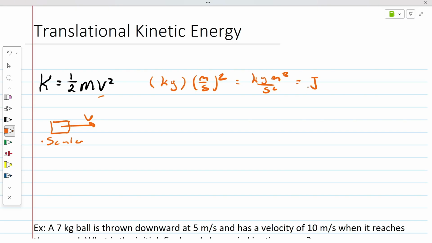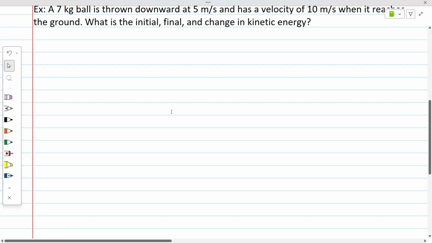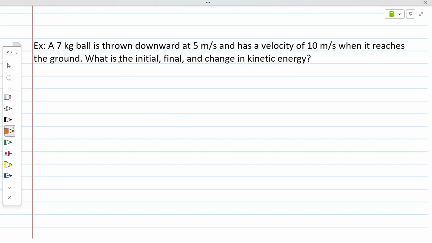Alright, so let's do an example. We have a 7 kilogram ball that is thrown downwards at 5 meters per second and has a velocity of 10 meters per second when it reaches the ground. What is the initial, final, and change in kinetic energy?